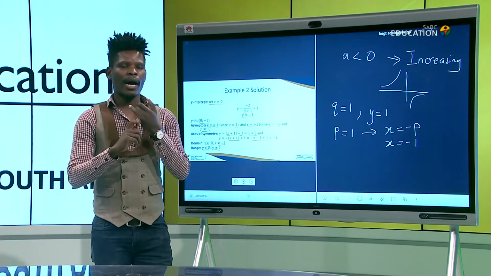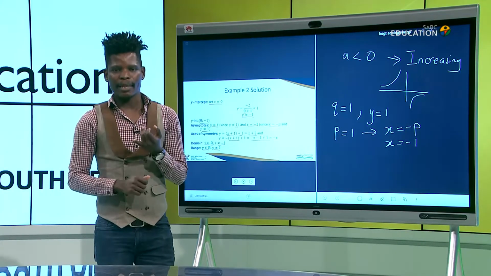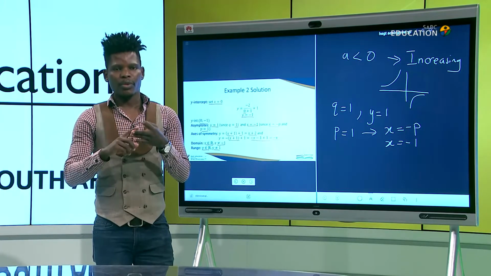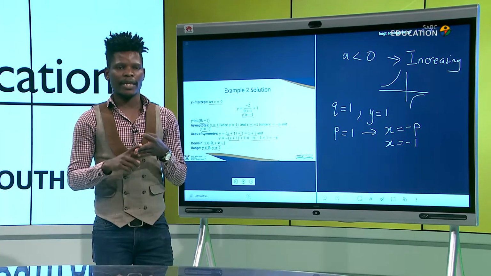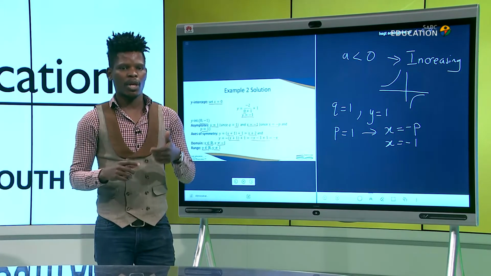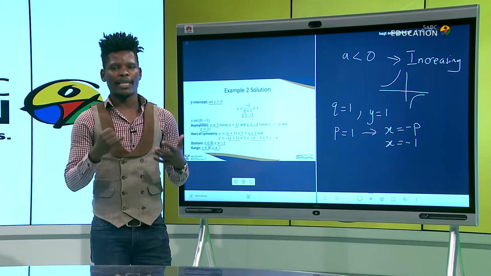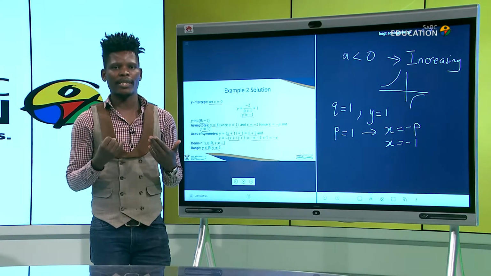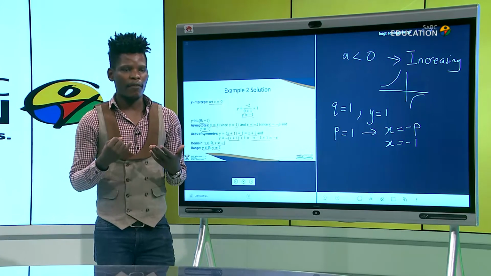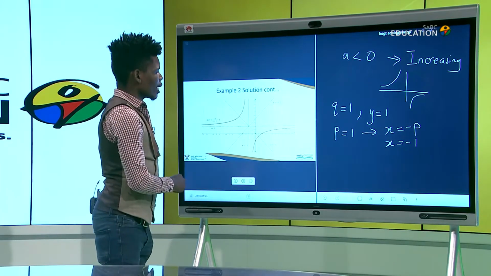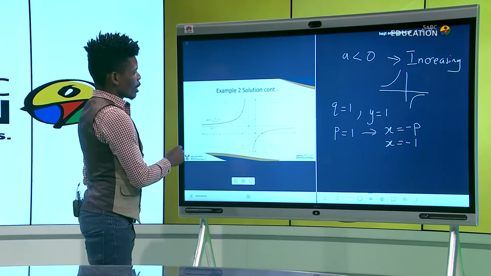We have our intercepts, our x-intercept and our y-intercept. We know our asymptotes, the vertical and the horizontal asymptote. We have our axes of symmetry, and we know the shape of the graph. We know that we are dealing with an increasing function. So now we can plot our graph. Let us look at what our graph looks like. So that is our graph.